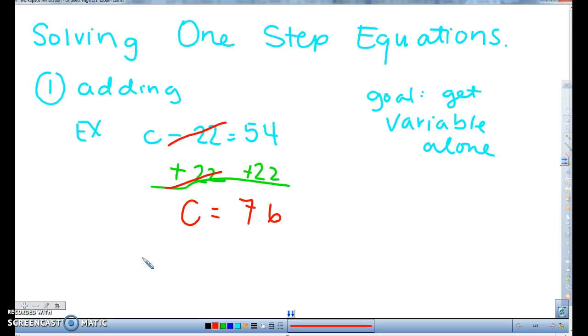How can we check our work? Well, we plug that back in for c into our original equation, and we say 76 minus 22. If I subtract, I should get 54, which is what I wanted to begin with. So that works out.